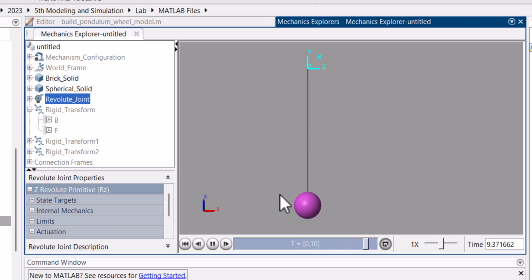And later on, in future videos, we are going to attach a controller to the cart so that we can maintain the angle of this pendulum at some inverted angle about the cart.